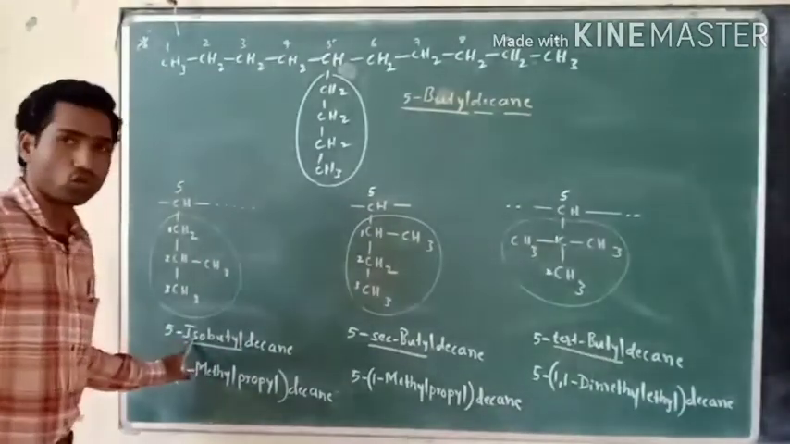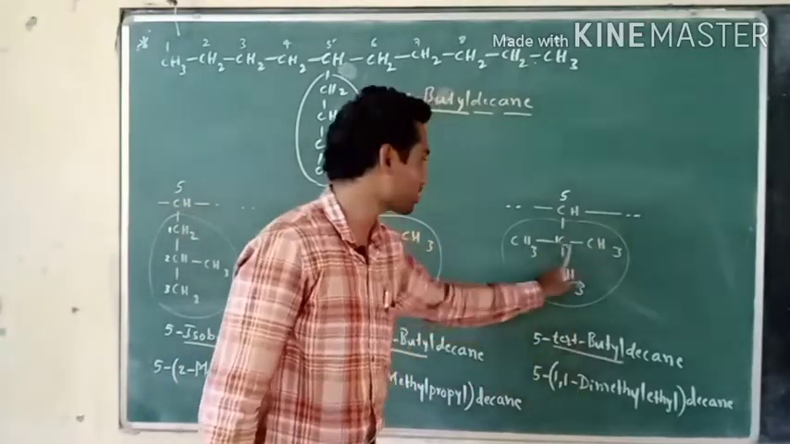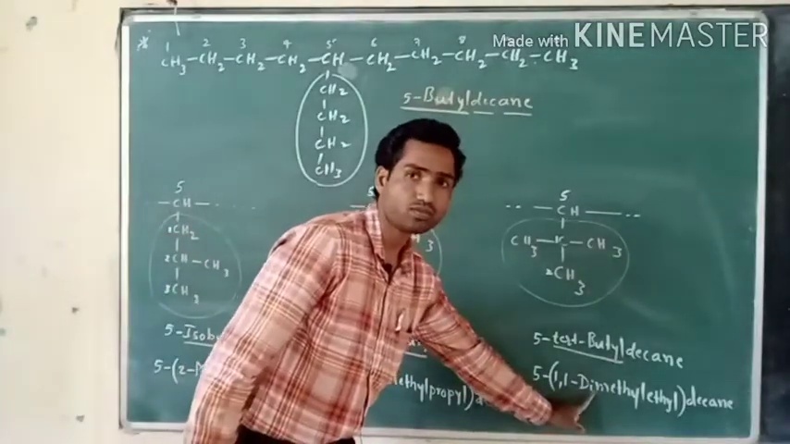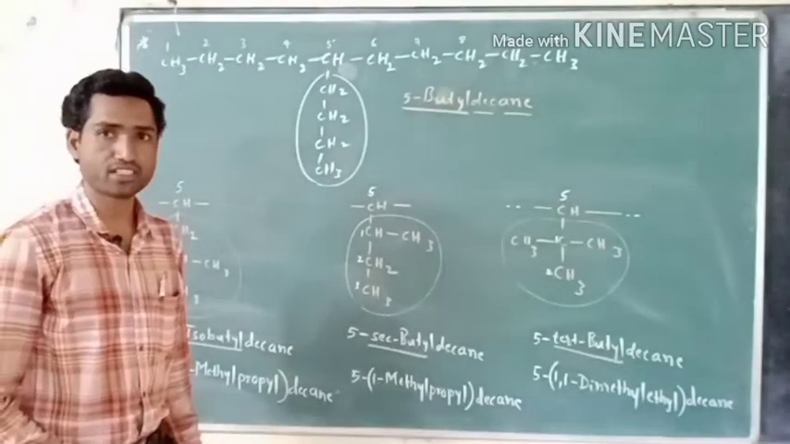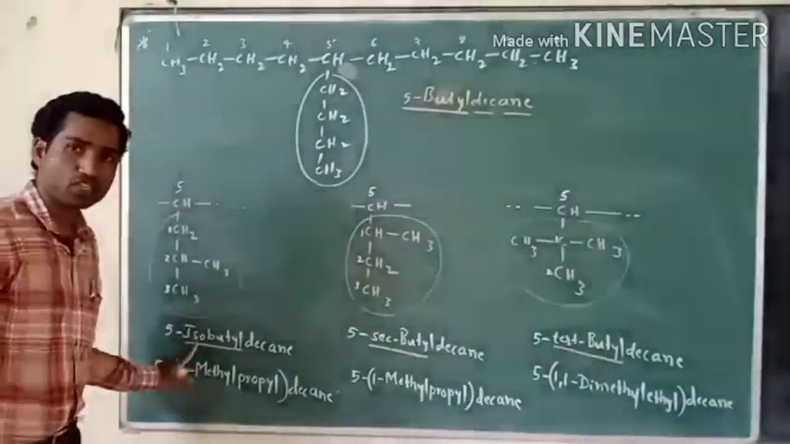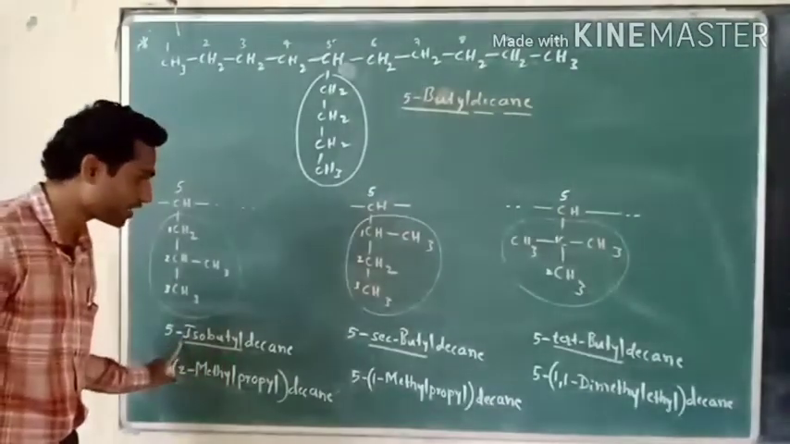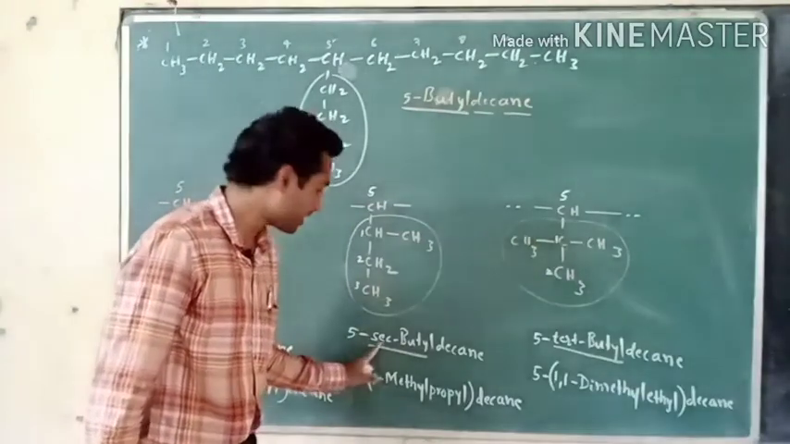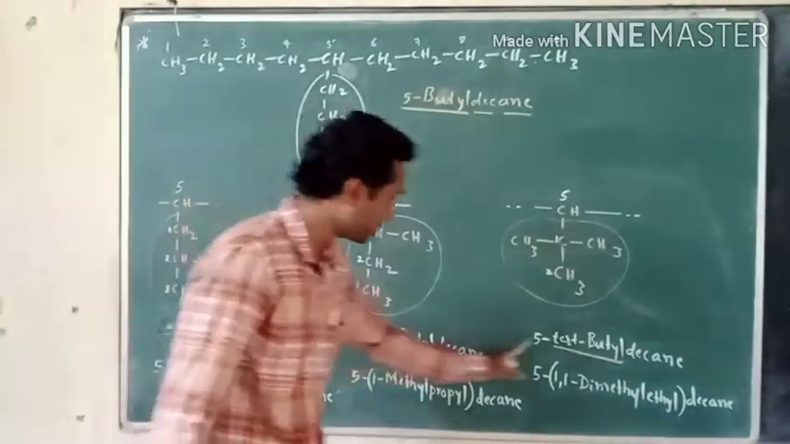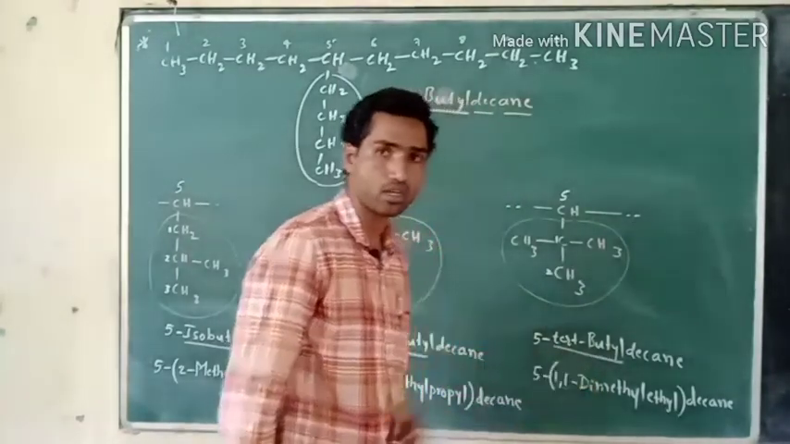So iso, secondary butyl and tertiary butyl are the trivial names of this 4 carbon bearing substituent, right. And these are the systematic names of those substituents. In trivial names, in iso, i is the first letter of this whole substituent name. In secondary, s is not considered as the first letter of the name of the substituent. In tert, b is considered as the first letter, t is not considered as the first letter of this substituent.